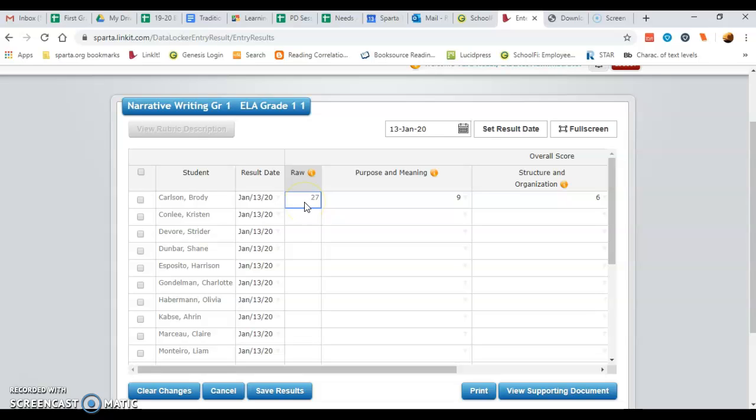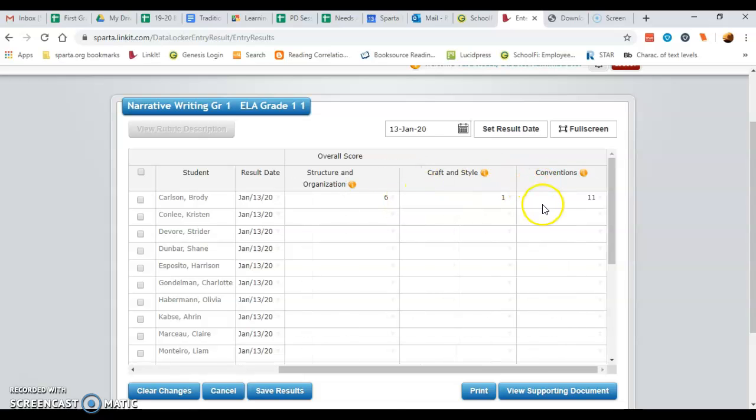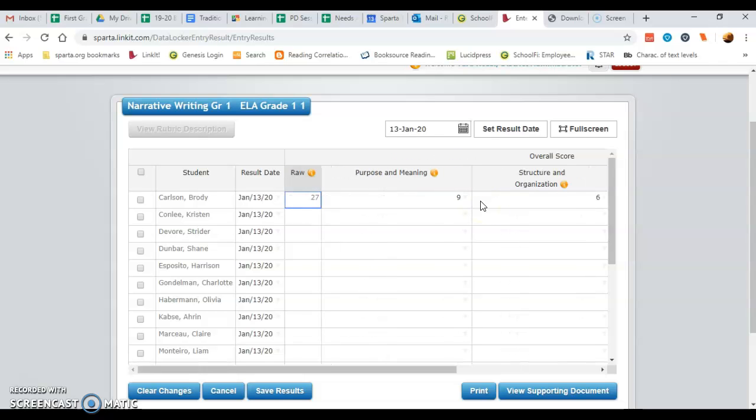When we're looking at early elementary, we want to see where the students are getting or losing those points. So you could have students who fall very high across the board in purpose and meaning or structure and organization, and then that same student could fall very low in their conventions or in their craft or style. So at this elementary level, we're looking to glean and figure out what part of writing is either posing a weakness for them or is an area of strength. And then you would simply save results.